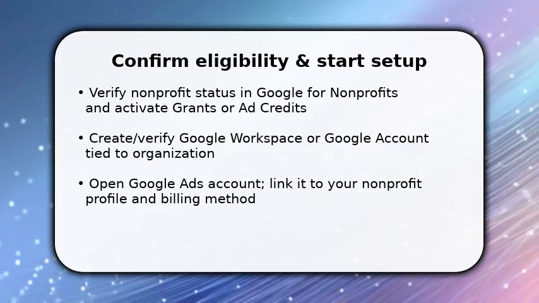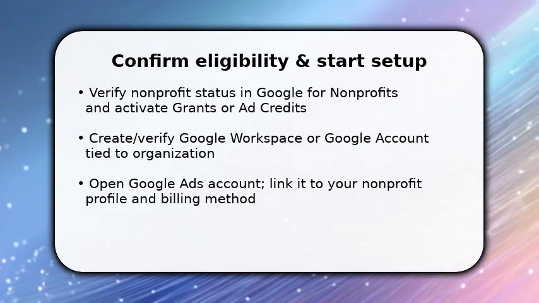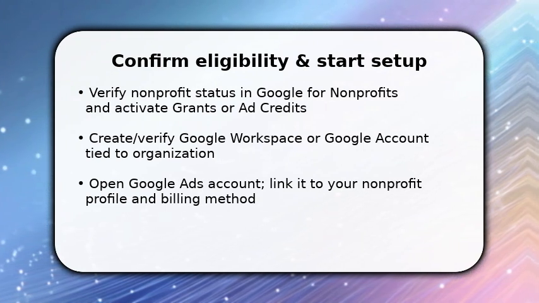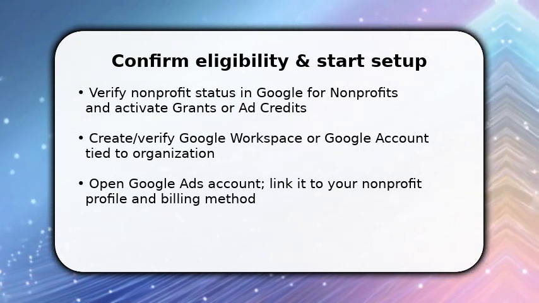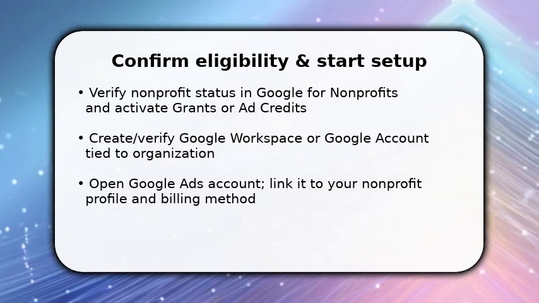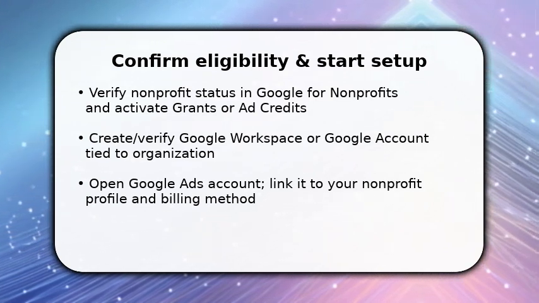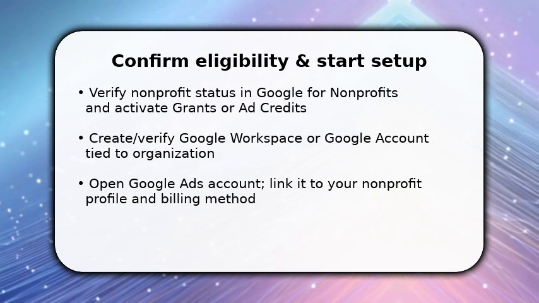You've confirmed nonprofit eligibility and activated Google for nonprofits. Now create a Google Ads account and link it to your nonprofit profile. First, choose your primary campaign goal, donations, volunteers, or awareness, because that guides keywords and bidding. Next, set a modest daily budget to test performance. This controls spend while you learn.